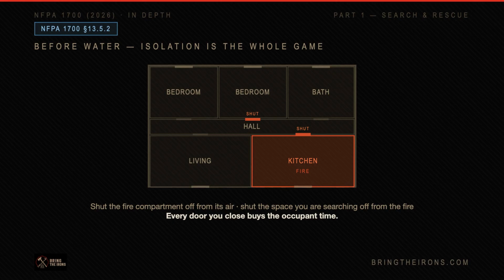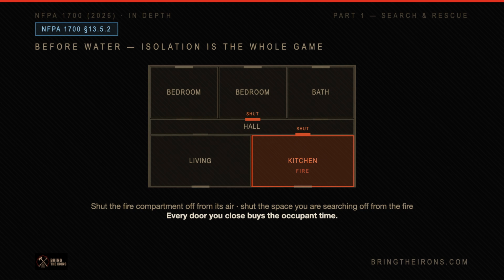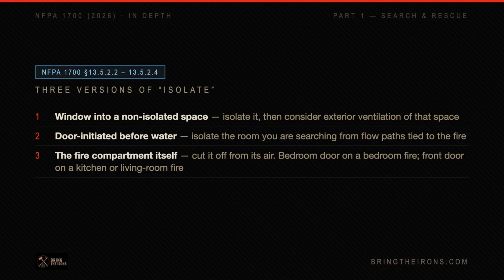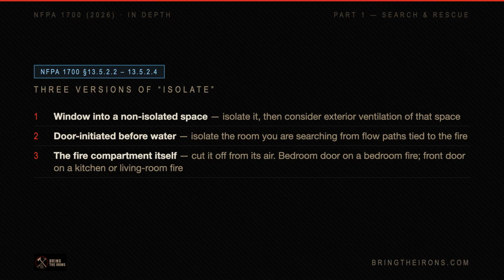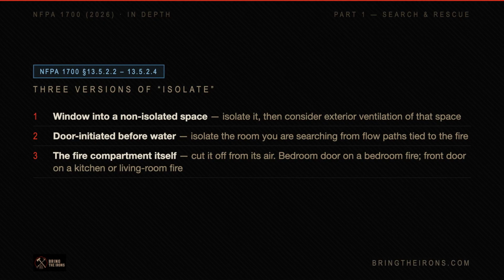The standard is blunt, that these are things to consider, not commands. But the logic is consistent. Every door you close buys the occupant time. And the standard gives you 3 different versions of that, depending on how you got in. Window into a space that is not already isolated: isolate it, then consider adding exterior ventilation to that space. Door initiated ahead of water: isolate the room you are searching from any flow path connected to the fire compartment. And separately, isolate the fire compartment itself from its air supply.